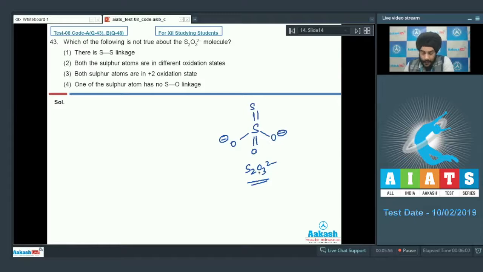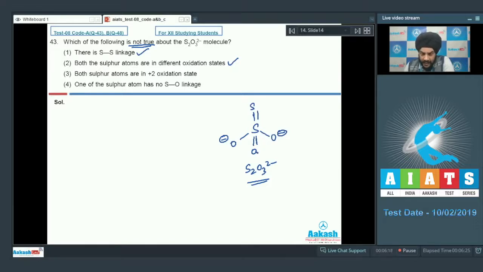Now if you look at the options which are given to us, the examiner is interested in the statement which is not true. The first option says there is SS linkage. We can see that there is SS linkage present. If you look at statement 2 now, both the sulfur atoms are in different oxidation states. This is also correct, students. The environment around both the sulfur atoms are different. So they have to be in different oxidation states.